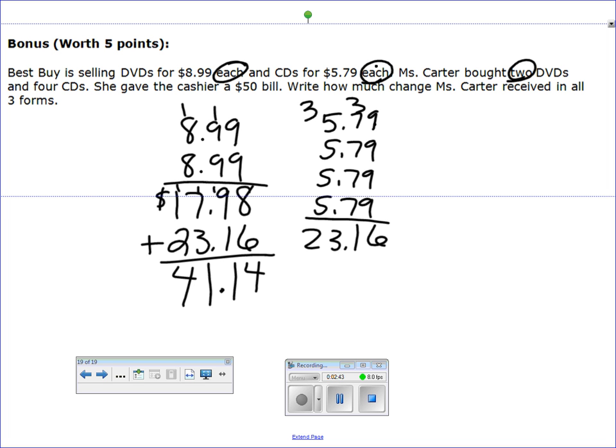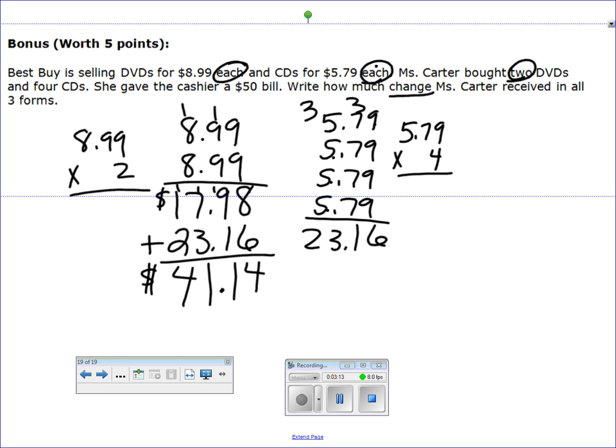Now, another thing you could have done here is you could have easily done 5.79 times 4, and then you also could have done 8.99 times 2. Okay, and then you would have added those 2 products to give you the final $41.14. So second step now is you have to subtract, because it says how much change did she receive.